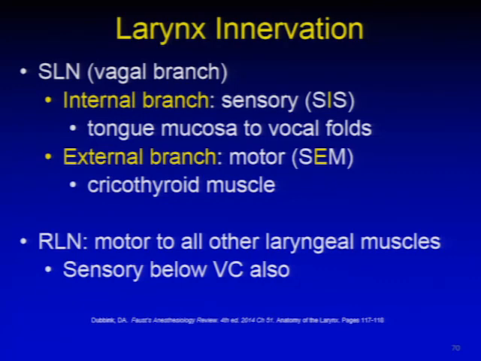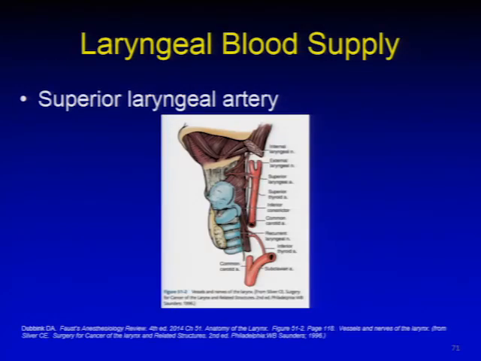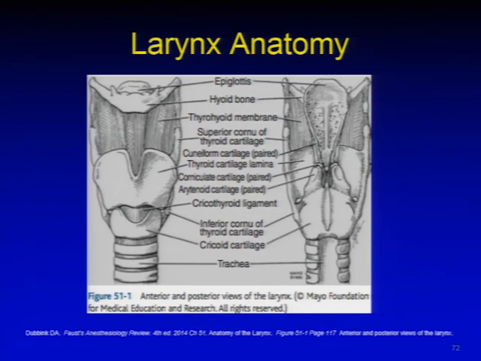The internal branch of the superior laryngeal nerve provides sensation from above the vocal cords to the posterior tongue. Its external branch provides motor innervation to the cricothyroid muscle, responsible for laryngospasm. The recurrent laryngeal nerve supplies motor to all other laryngeal muscles and sensation below the vocal cords. The superior laryngeal artery branches from the common carotid artery to supply the larynx with its blood supply.